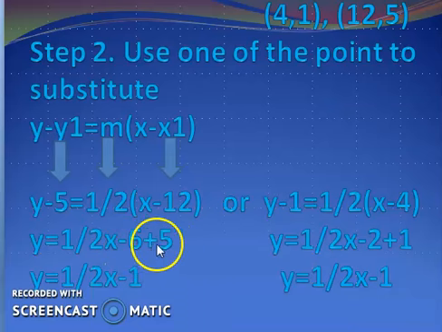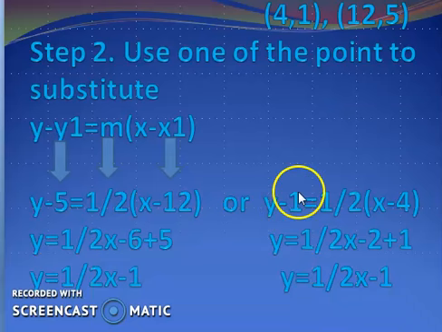Okay, -6 plus 5 will give you -1. And we just have to put 1/2 x here because we cannot combine 1/2 x with these two numbers. So your final answer will be y equals 1/2 x minus 1. That's your slope-intercept form. So if you use (4, 1) in your point-slope form, you plug in.